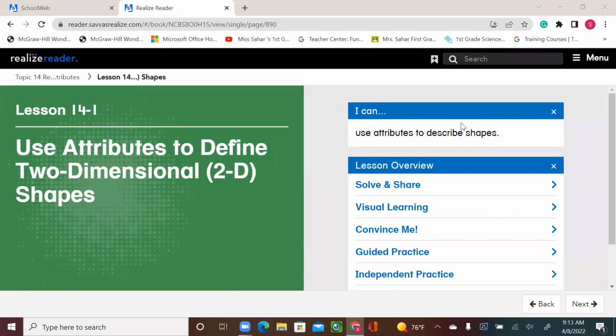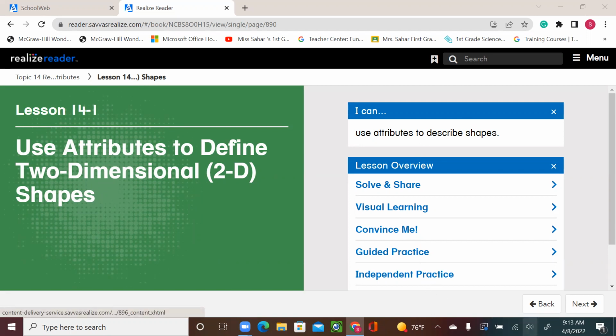Hello, first graders. Welcome to a new topic in our math. Today, we're going to start topic 14 and lesson number 1: Use attributes to define two-dimensional shapes. So we're going to learn new words today. We're going to learn how to describe the attributes that are alike or different in some shapes.